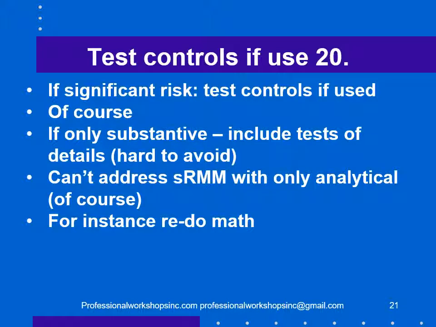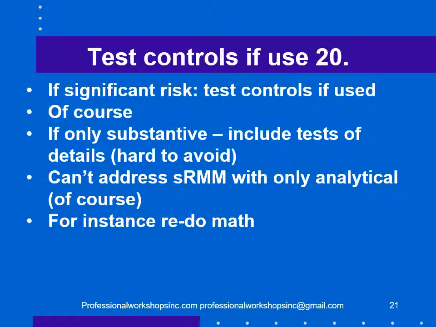And again, test controls if we use them. If there's a significant risk, test the controls if you use them. And of course, if you are doing only substantive procedures and risk of material misstatement is higher or significant, include tests of details. And I think it would be kind of hard to avoid that. It means that you can't use a simple analytical procedure, and they say that actually. You can't address a significant risk of material misstatement with only analytical procedures.